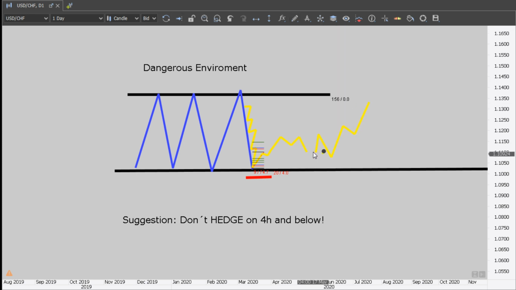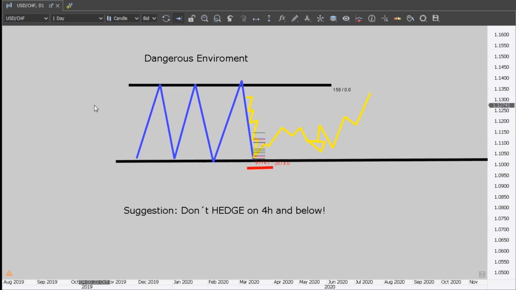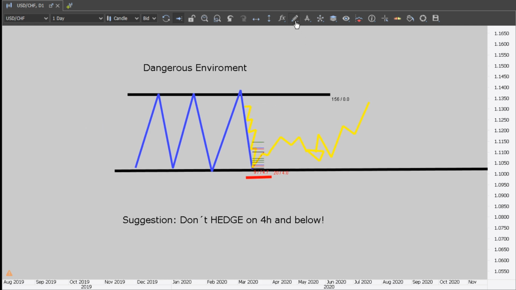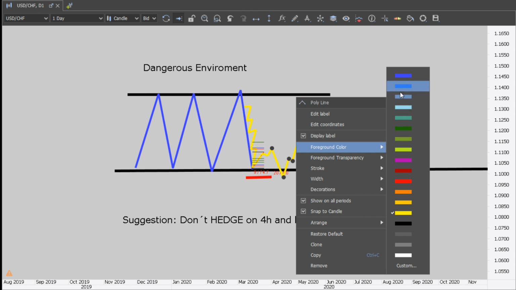And even if you are on the daily time frame, don't hedge the sideways movement. Why is that? Because the market many times is going to do this and then is going to go up back again. And you are going to have problems.